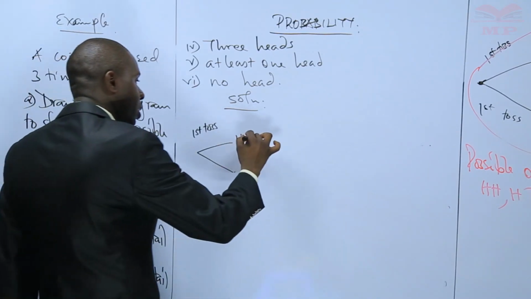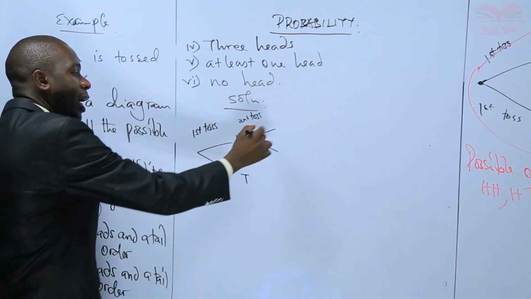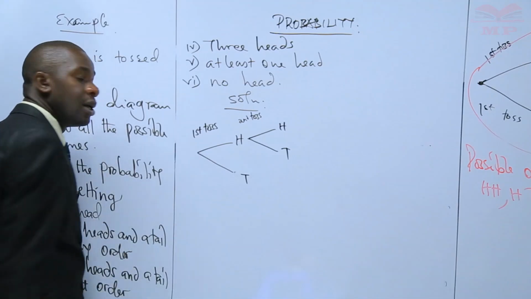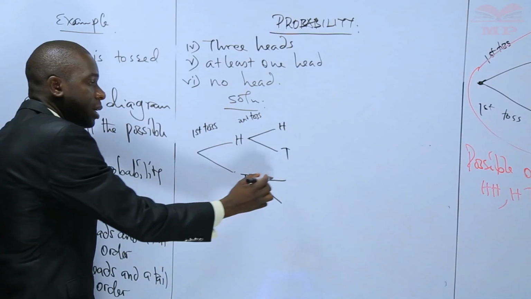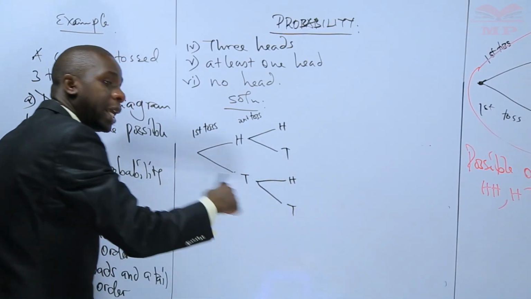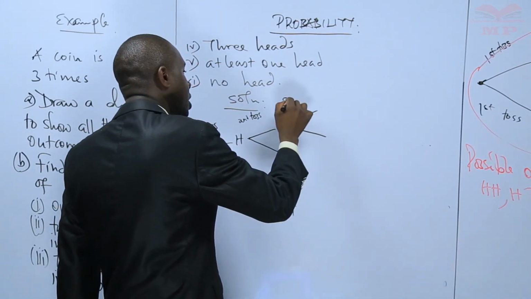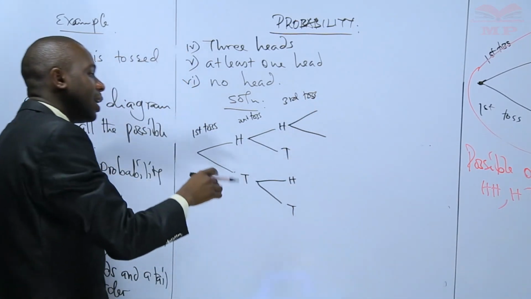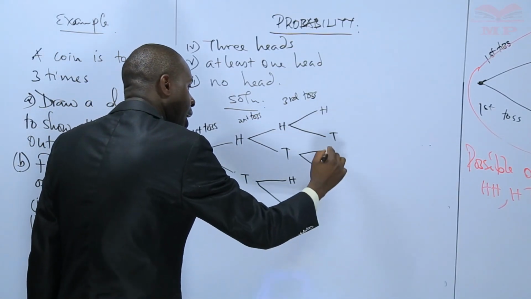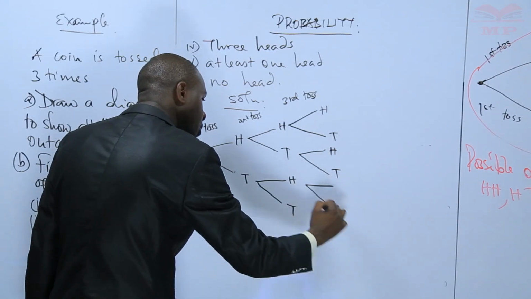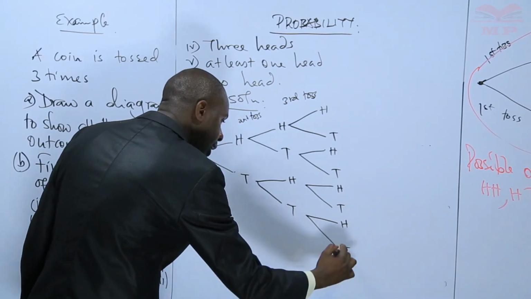Second toss. If we had a head, we can still get a head and a tail. But in our second toss, it's also possible that the first toss was a tail. So we can still get a head or a tail in the second toss. The third toss, therefore, we can still get a head and a tail, a head and a tail, like that.